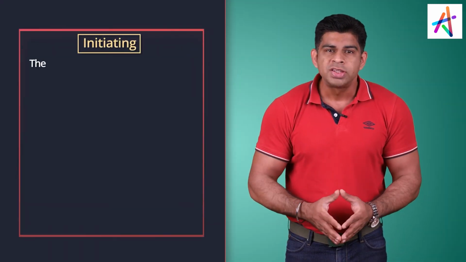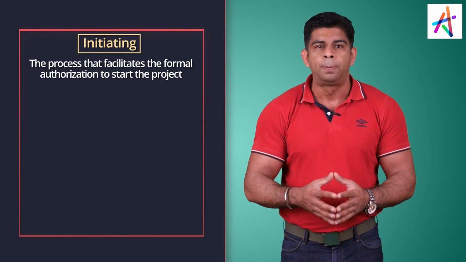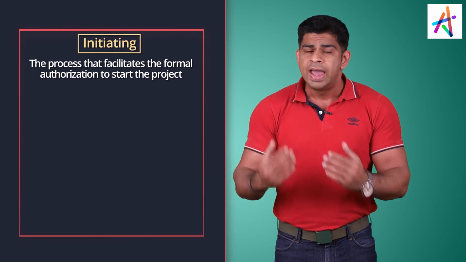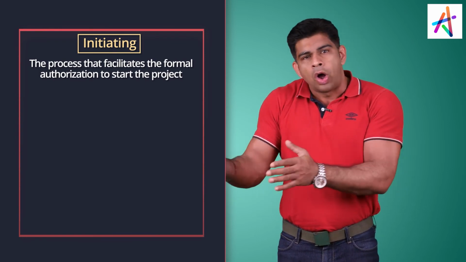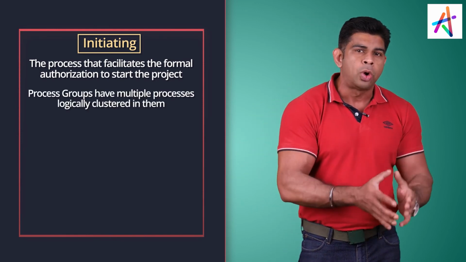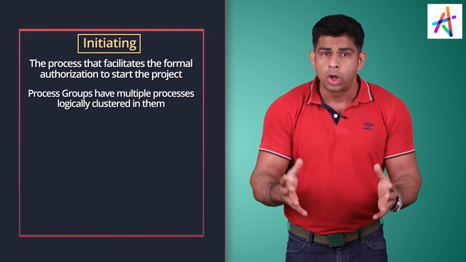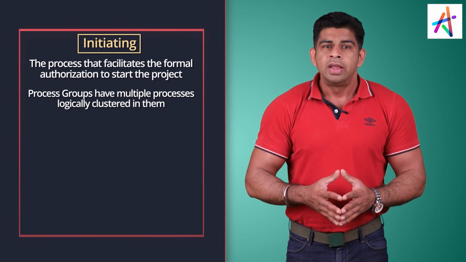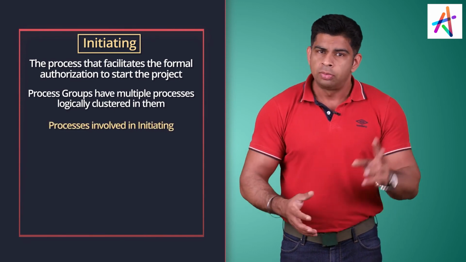Now let's pick up each of the process groups. Initiating process group. The process that facilitates a formal authorization to start the project or a project phase is called the initiating process group. Why do we call these process groups? Because all of these have multiple processes clustered together, logically clustered together, to make a group. This includes some of the project management processes, which are precisely 2.